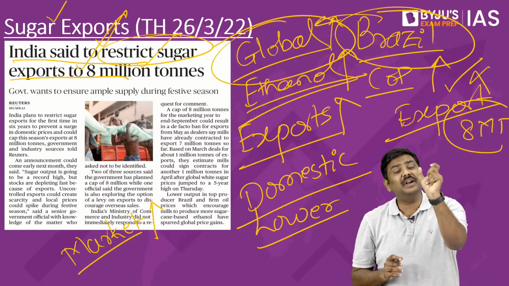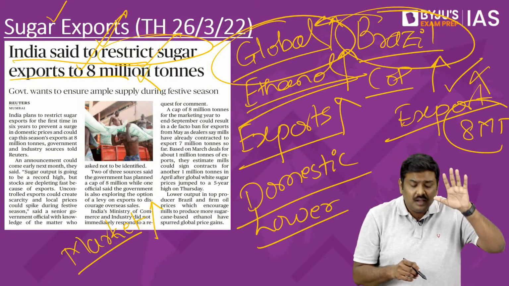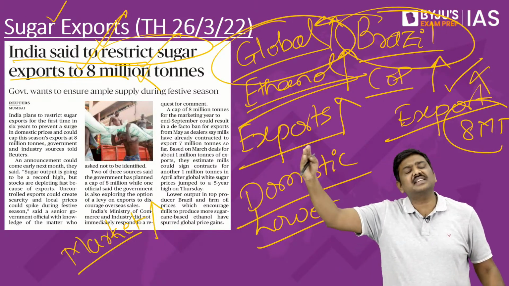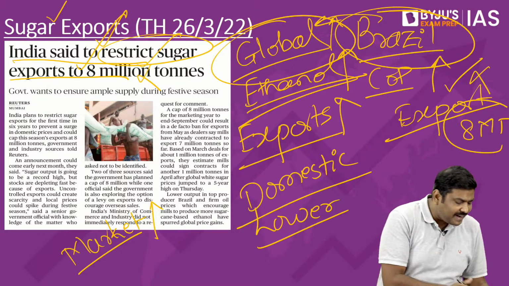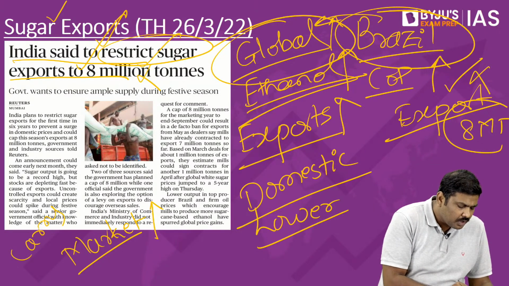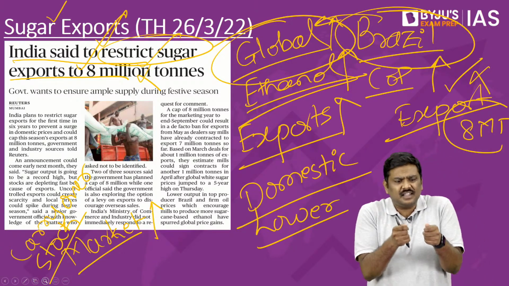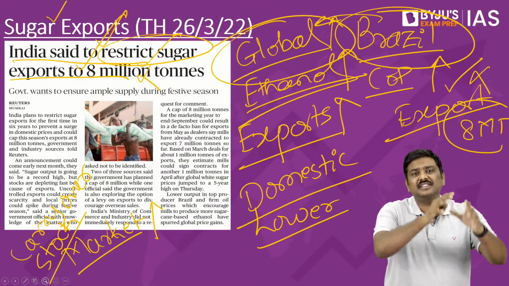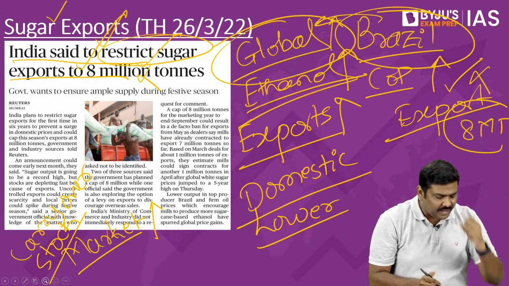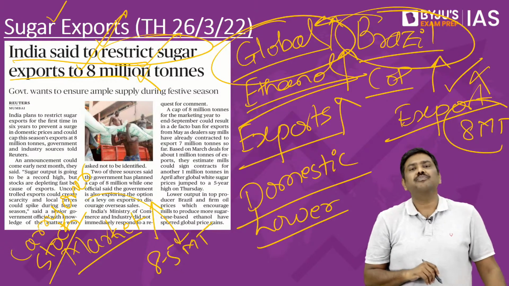And look at the argument given by the Government of India. By the way, all of that information is not available in this article. It was discussed somewhere else. The Government of India simply says that there is a carry-over stock. What do you mean by carry-over stock? From the last sugar season, there is a certain amount of stock which is remaining unsold. And that carry-over stock is 8.5 million tons.